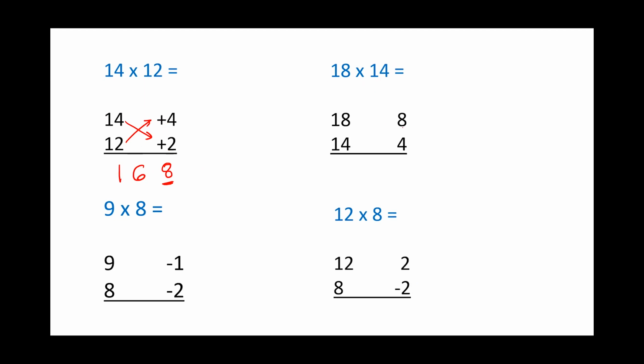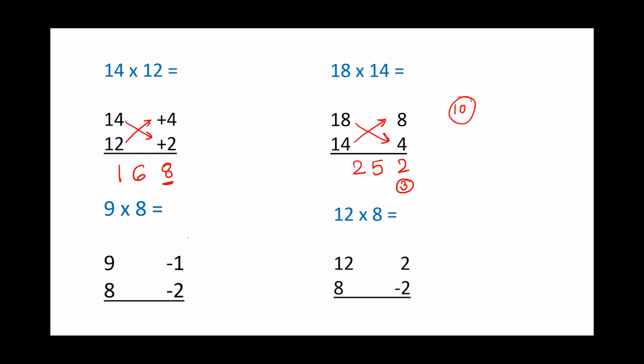18 into 14. So 4 into 8 is 32. You will write only 2. 3 is carry forward because the base is 10. You have only one digit here. 18 plus 4 or 14 plus 8 is 22 plus carry forward of 3. So 22 plus 3, you get 252.